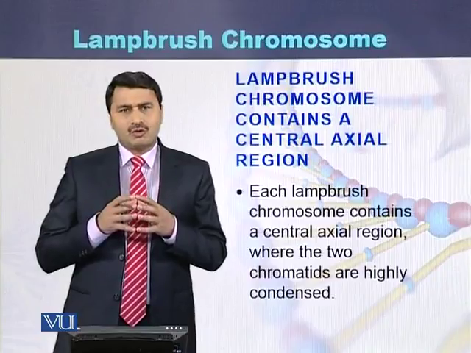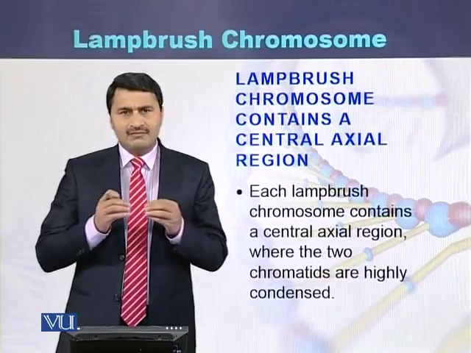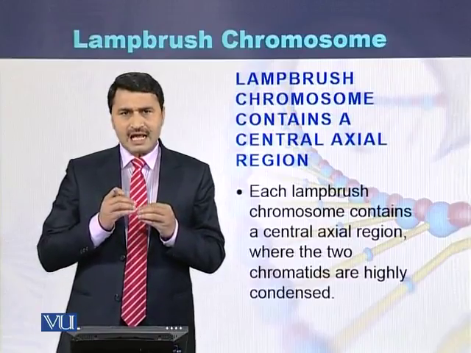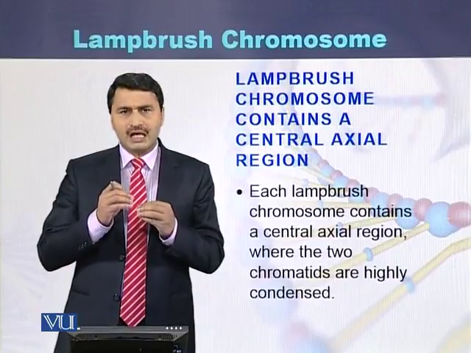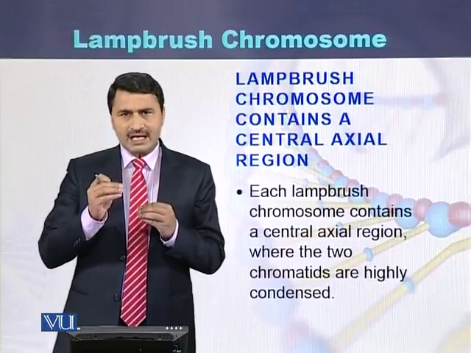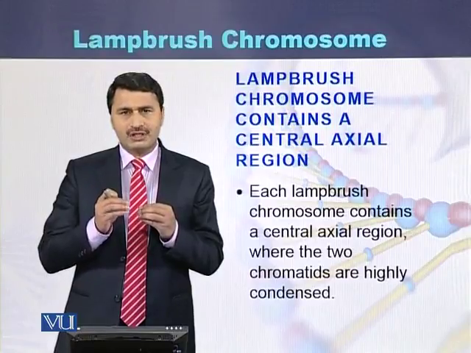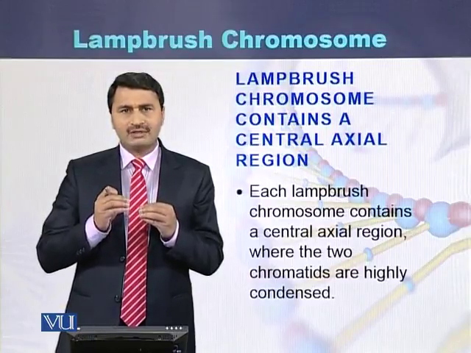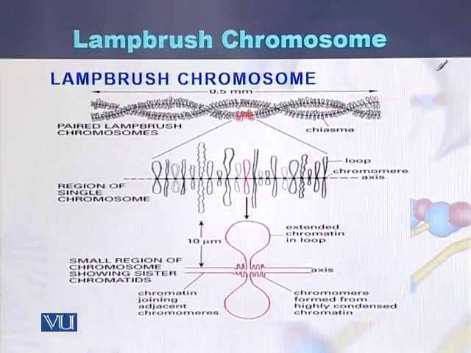Lamp brush chromosomes contain a central axial region. Within this central axial region, loops are formed. Those loops are made up of the chromatids. One loop is on one side of the central axial region, while the second loop is on the other side of the central axial region. Here we can see the diagram of a lamp brush chromosome.